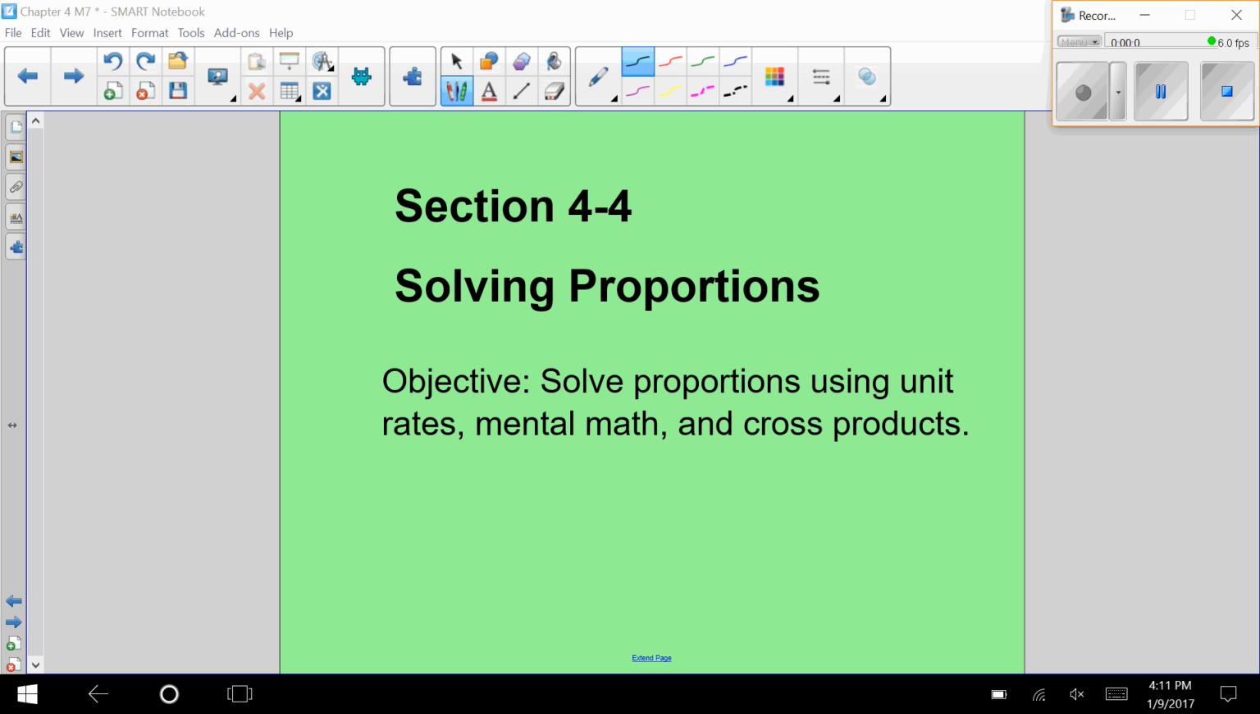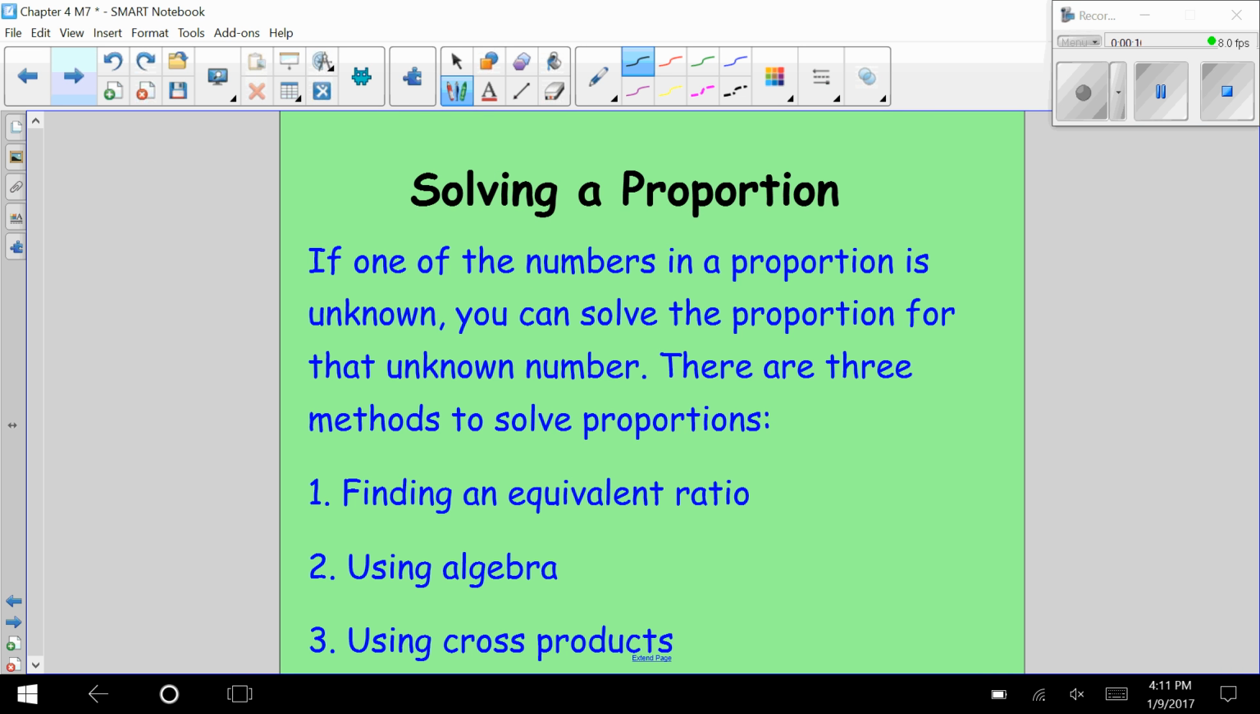This is section 4.4, solving proportions. Our objective today is to solve proportions using unit rates, mental math, and cross products. For solving a proportion, if one of the numbers in a proportion is unknown, you can solve it for that unknown number. There are three different methods we can use.